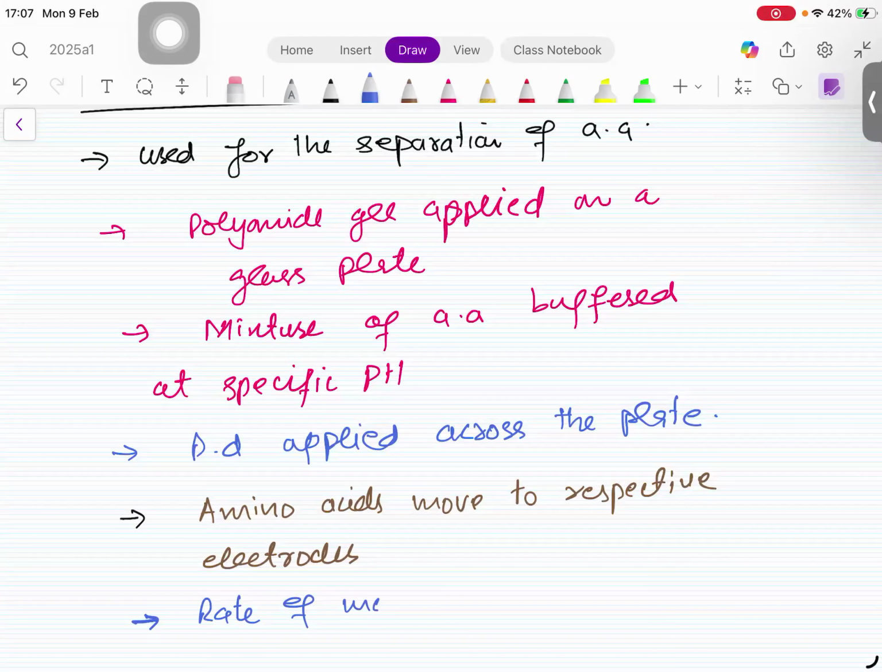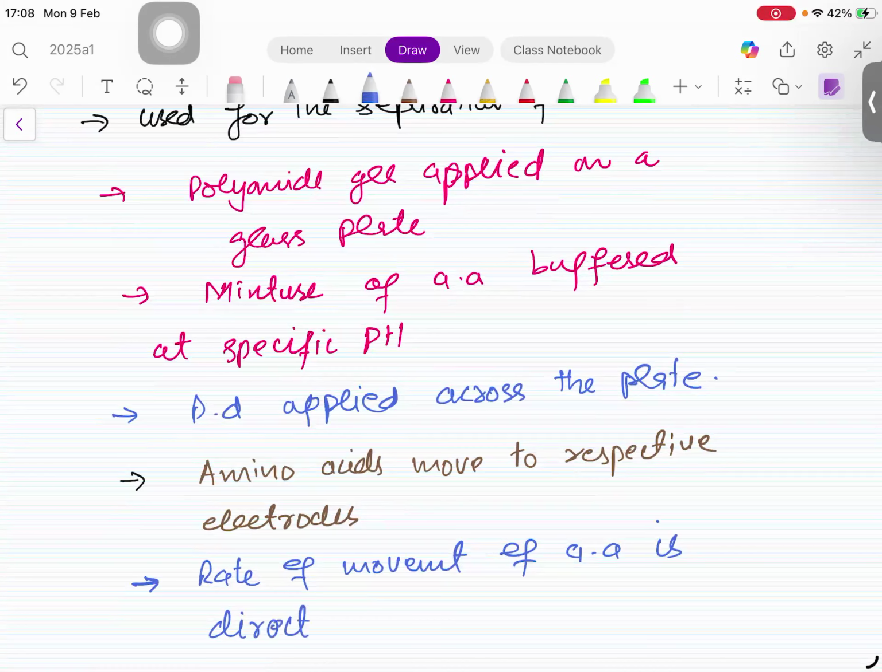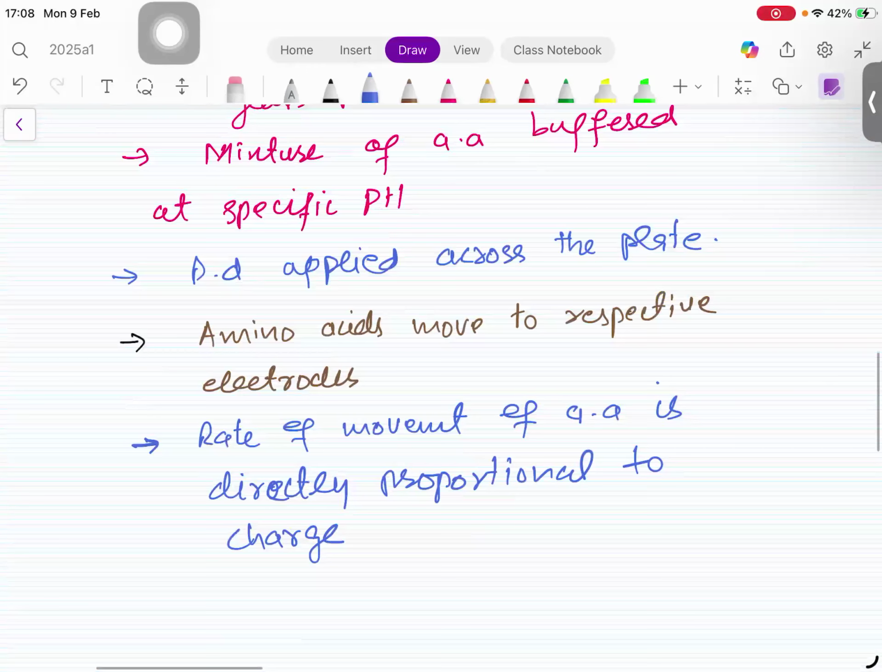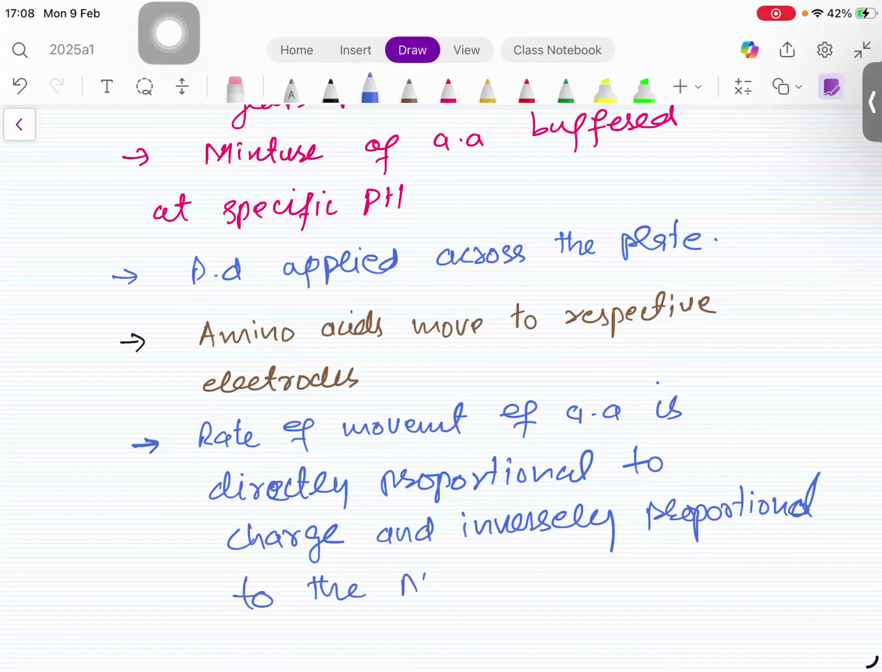Rate of movement of amino acids is directly proportional to charge and inversely proportional to the MR, molecular mass.